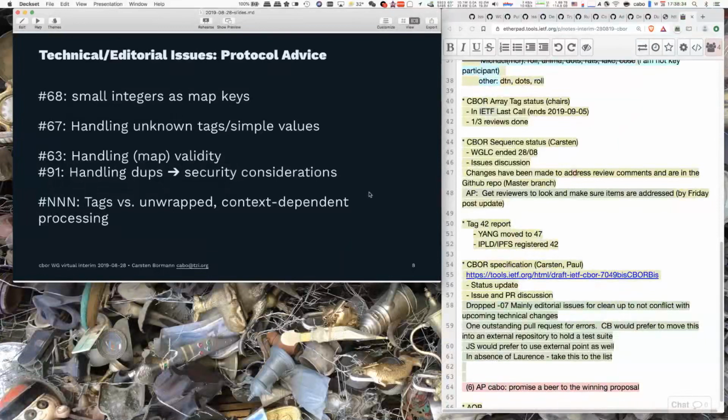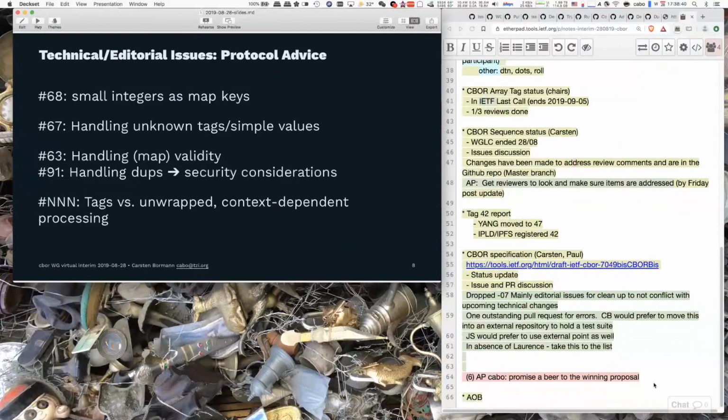Why don't we put that out on the mailing list as a suggestion for handling some of this stuff? See what sort of reaction we get.